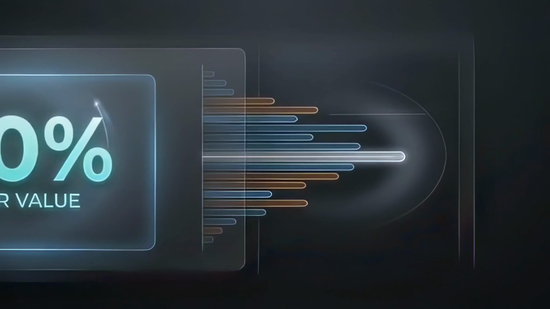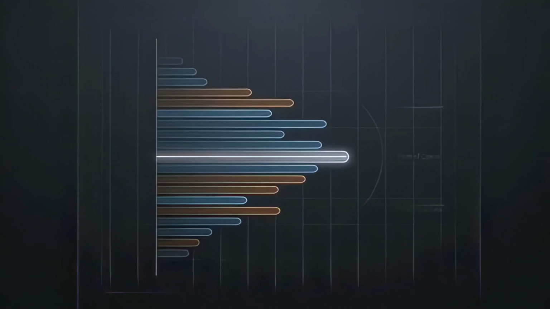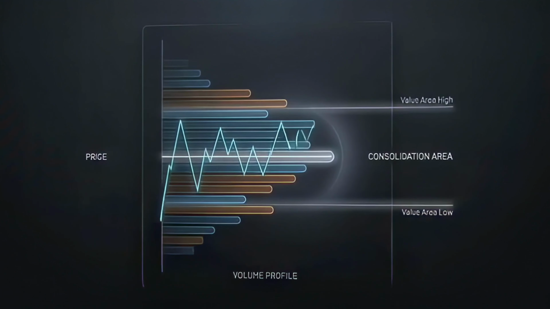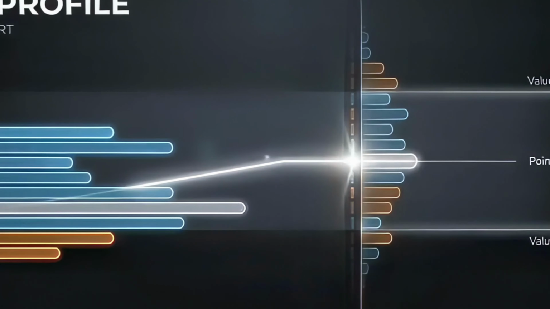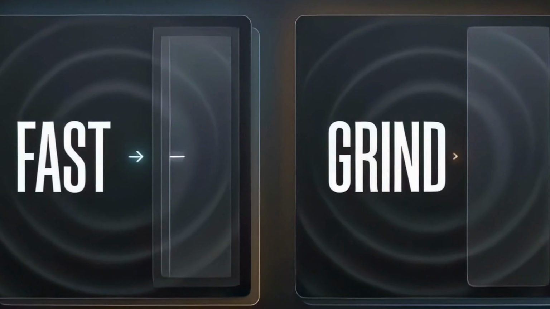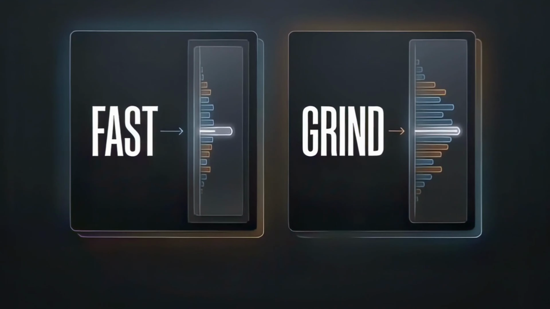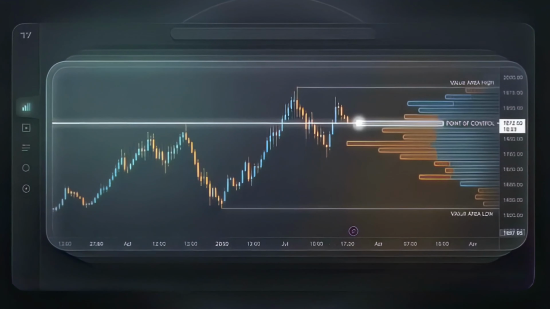Now the shape tells you a story. Where you see fat, high volume areas, that's where buyers and sellers fought it out. Nobody won easily, and price got stuck. It consolidated. Where you see thin, low volume areas, one side clearly won, and price ripped straight through, fast, without stopping. So price tends to move quick through the thin zones and grind sideways in the fat ones. Just knowing that one thing changes how you read every chart you ever pull up.